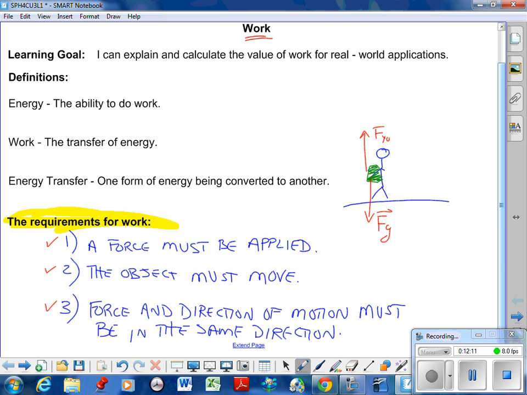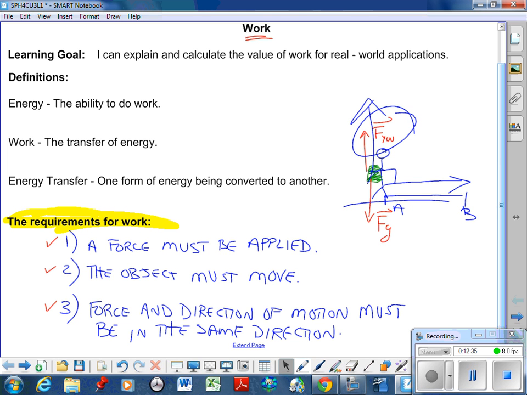So force of you, Fu, you're holding it up. And what's the direction here? You've gone from point A to point B, so your direction is to the right. Your force is upward. All right, so the force you're exerting is perpendicular, so you're doing no work when you're carrying around your backpack. You may be standing there thinking you're doing work, but carrying around your backpack is not going to do anything.